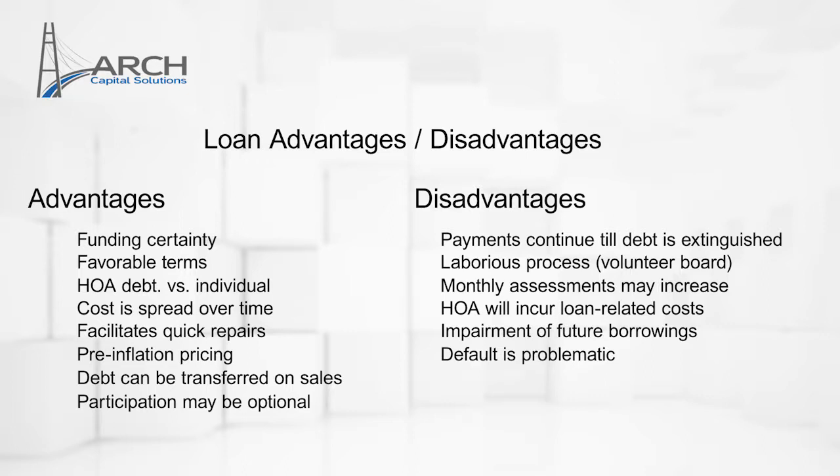And participation in the loan can be structured as optional. And by that, what we're saying is, again, depending on the structure, a homeowner can make an upfront payment for their pro rata share of the assessment and choose not to participate in the loan, or they can choose to participate in the loan. It would be their choice.